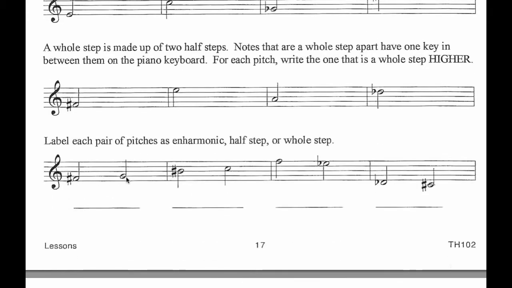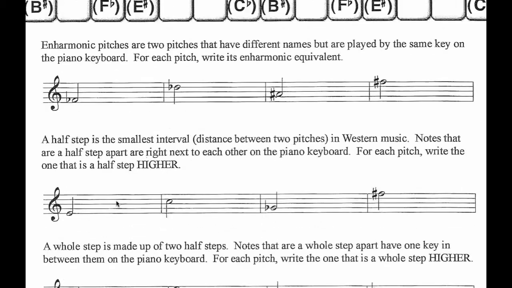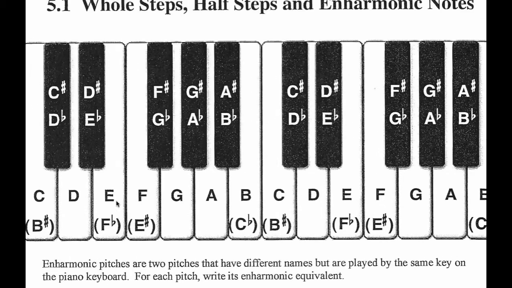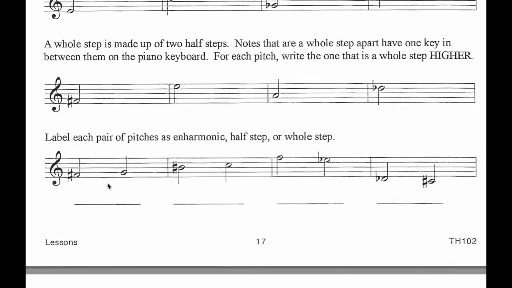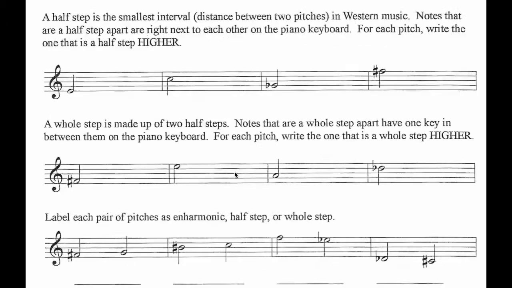Label whether this pair of pitches are enharmonic, half, or whole steps apart. Use your piano chart to do so. Let's do the first one together. F sharp to G is a half step. So I'd write half. And the second one, B sharp to C.